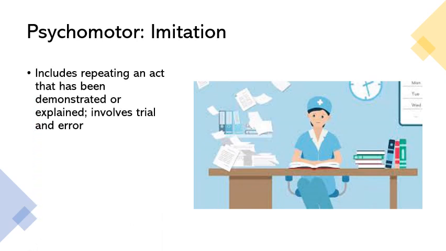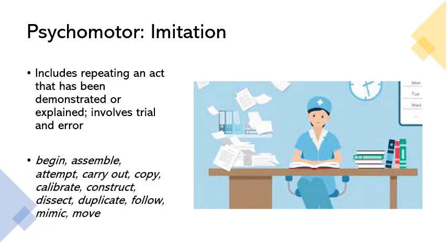imitation. This includes repeating an act that has been demonstrated or explained and involves trial and error. Now, class, you may have already experienced having your return demonstrations. This is an example of imitation. Some verbs being used for this level are the following: begin, assemble, attempt, carry out, copy, calibrate, construct, dissect, duplicate, follow, mimic, and move. Okay, so familiarize these words again in 5 seconds.